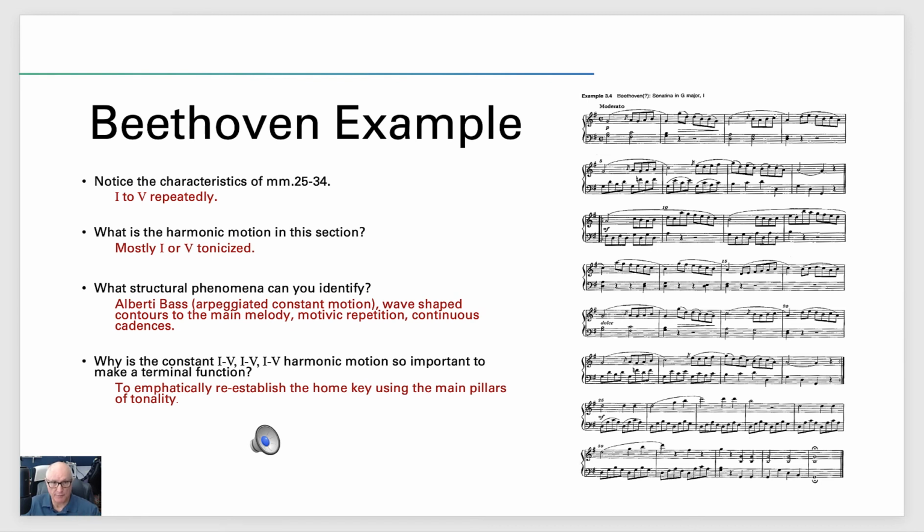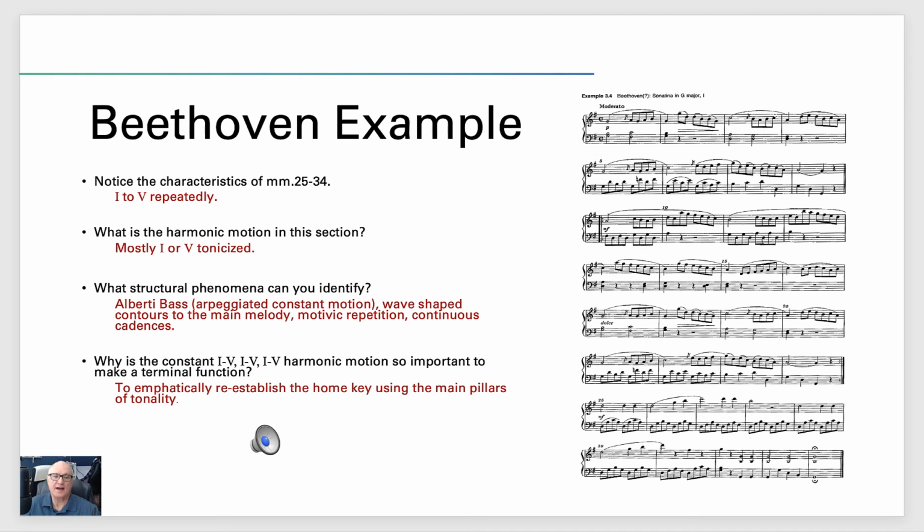And he uses an Alberti bass, Alberti meaning that arpeggiated bass in the left hand. And then there's wave-shaped contours to the main melody. He keeps that alive. There's a lot of motivic repetition and continuous cadences. You're going to hear a lot of cadences.